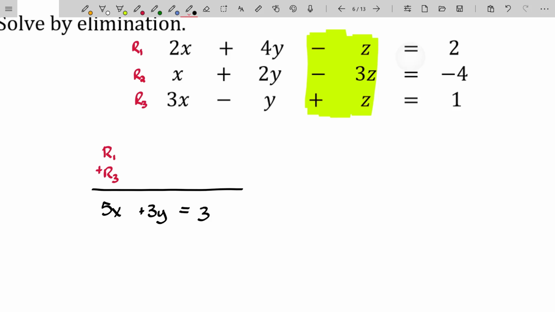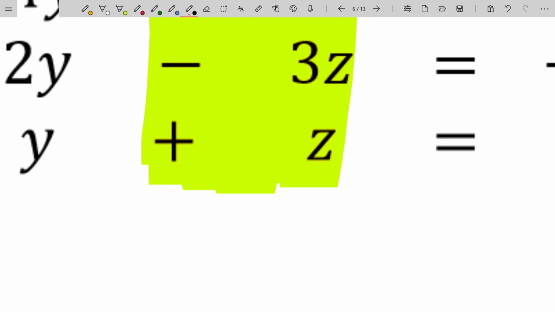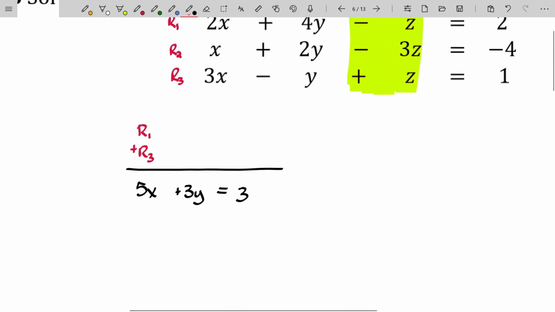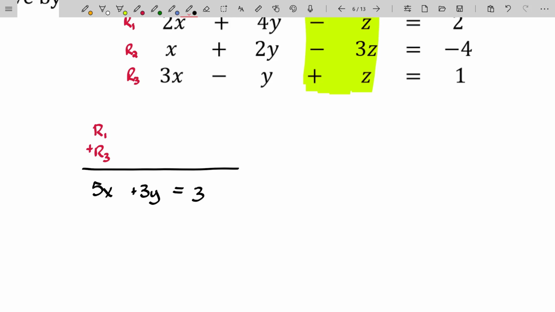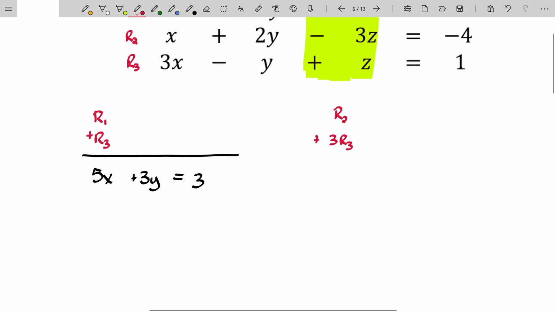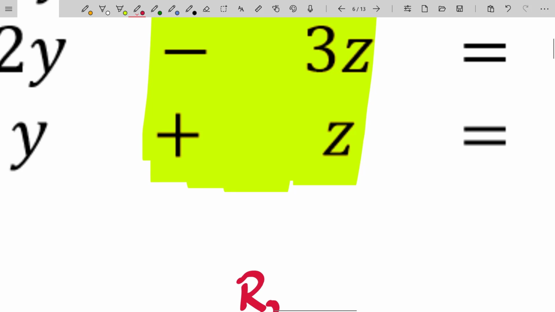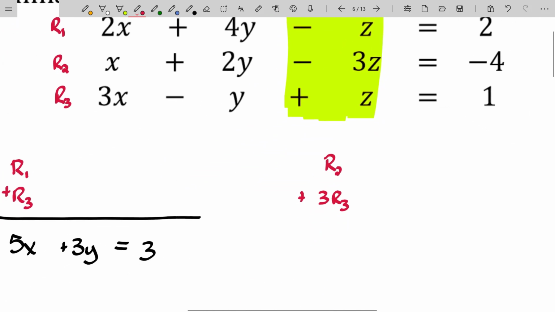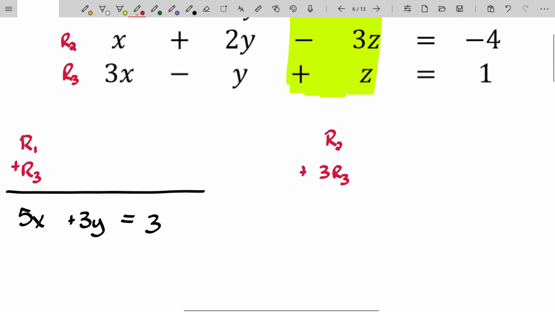And this time I will choose rows 2 and 3. I will add row 2 to 3 times row 3. You can always add multiples of rows to each other. So let's go ahead and take row 2 and add to that 3 times row 3. Again, you do that so that the coefficients of z are opposite, and so that when you add them up, they cancel each other out. Let's go ahead and see how that mathematics works.